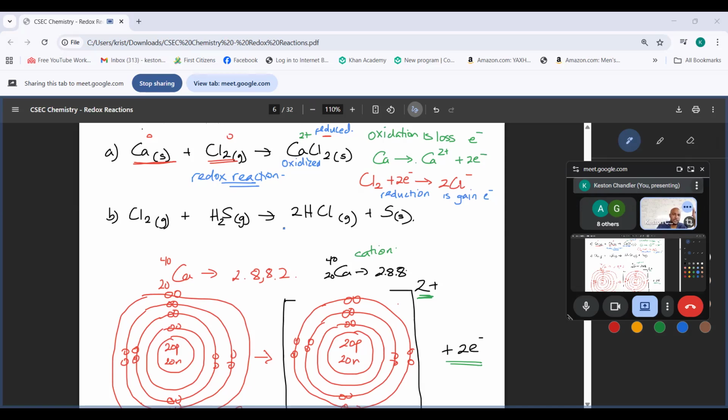The loss of electrons causes the oxidation state to increase. It is going from 0 to +2. The gaining of electrons causes the oxidation number to decrease, going from 0 to negative. Everybody follow that? Aaron, we good with that?